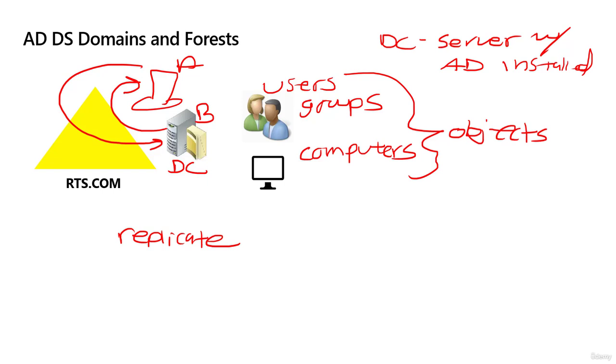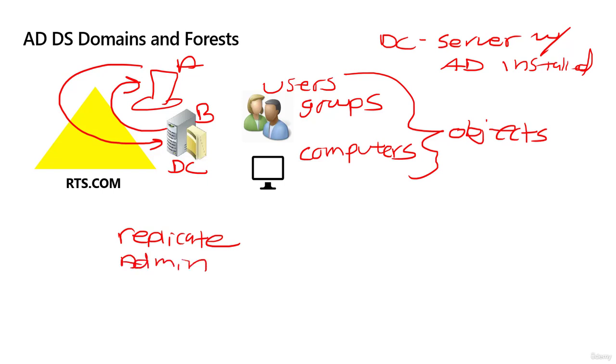Now, the benefit to that is it gives you fault tolerance. If domain controller A needs to be rebooted during the day, or it has some type of failure, maybe the hard drive failed or something like that, and it goes offline, not a big concern because domain controller B has an exact copy of all of those objects, so my users can still log in. Everything still works within our environment.